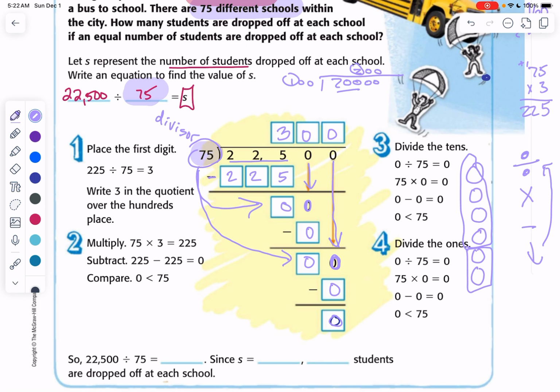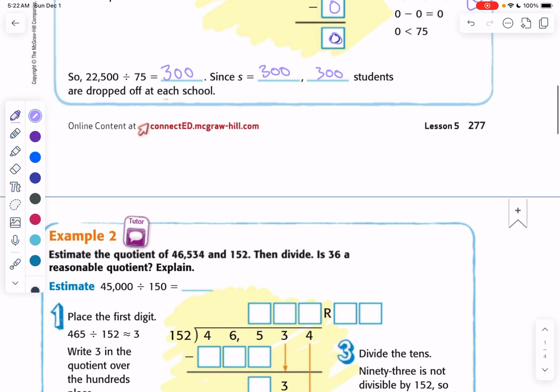So if there are 22,500 kiddos on the bus and 75 different schools, then that means each school has 300 students attending. All right. Okay. So 22,500 divided by 75 is 300. And since S equals 300, remember the S up here? Okay, that means 300 students are dropped off at each school. Okay, moving on.